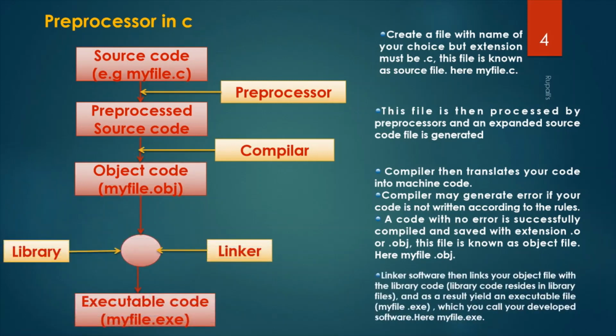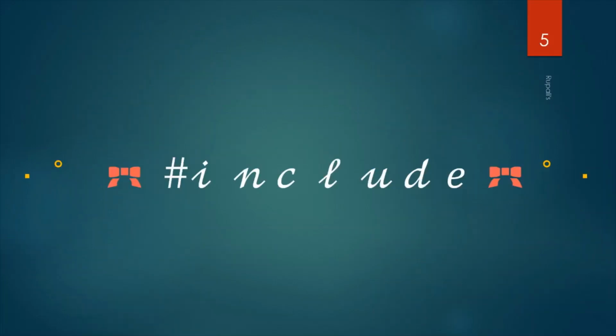Now the linker software links your object file with library code. Library code resides in library files, and as a result it yields an executable file, myfile.exe, which you call your developed software. So here our developed software is myfile.exe.